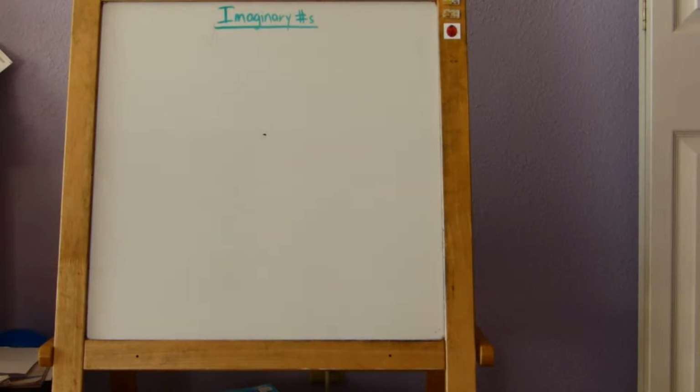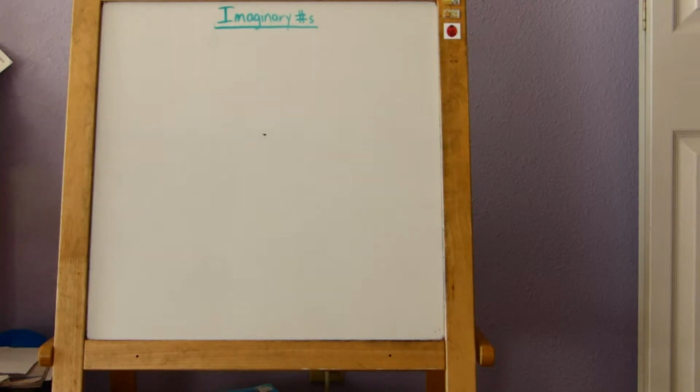Alright, let's talk about imaginary numbers, shall we? So, imaginary numbers are when you multiply two numbers and then you get a negative number. Now you're probably thinking to yourself, that doesn't make sense. If you multiply a positive times a positive, you're going to get a positive. And if you multiply a negative times a negative, you're going to get a positive because the negatives cancel.